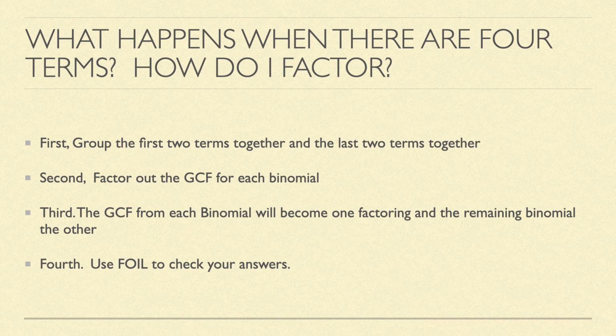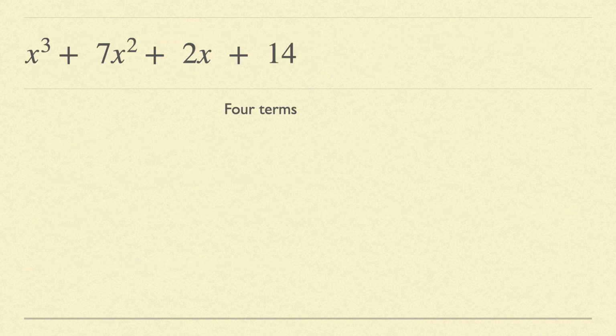Third, I'm going to take the GCF of each binomial, and that's going to be one of my factors, and the remaining binomial is the other. And finally, I'm going to FOIL to check my answer. So let's look at how this works.